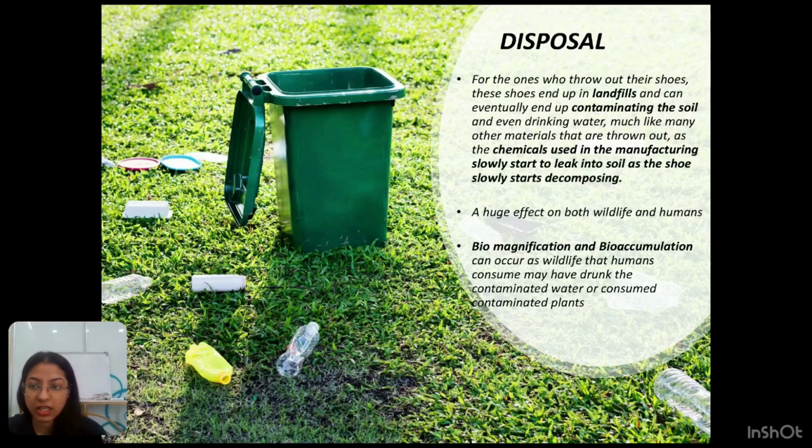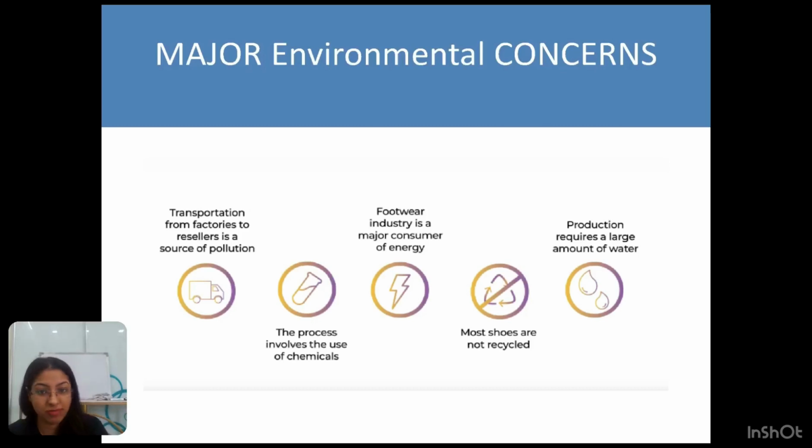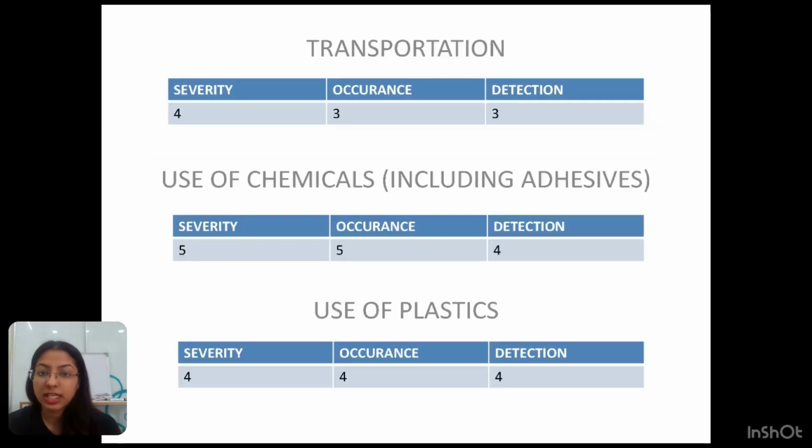So these are the major environmental concerns we have just seen in the product cycle. First one is the transportation from the factories. Number two is the process that involves the use of chemicals. Number three is the consumption of energy. Number four is that the shoes are not recycled. Number five is that they require water consumption also. So next we'll see the scoring.